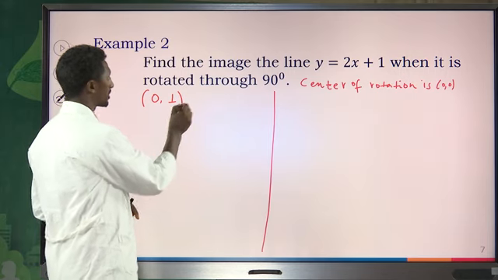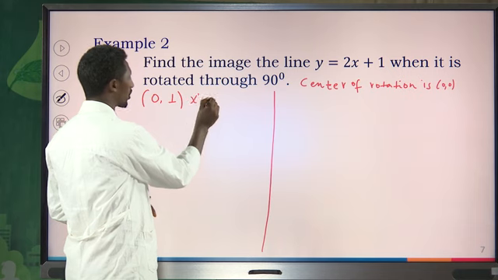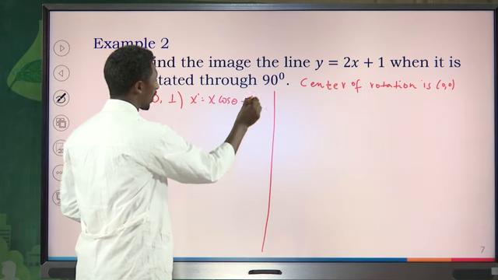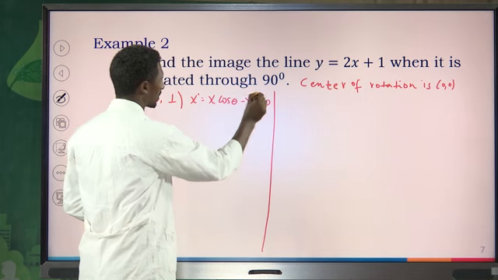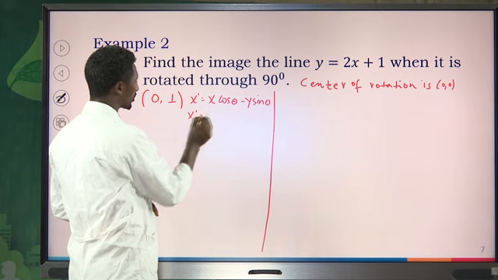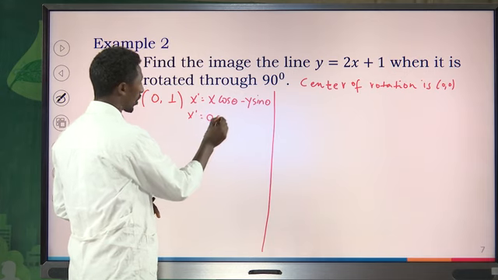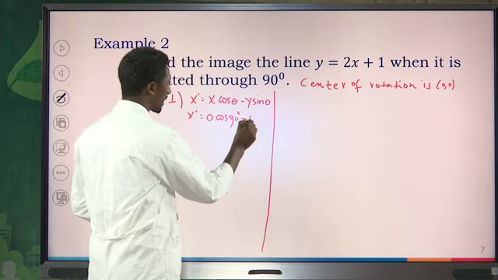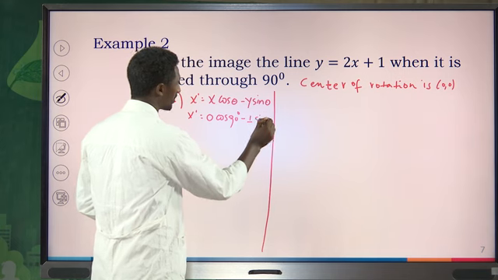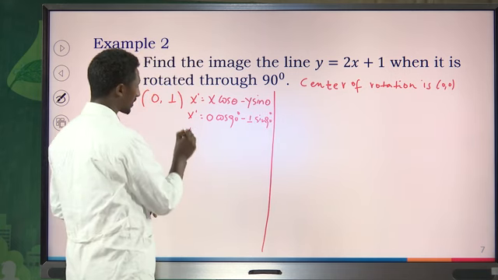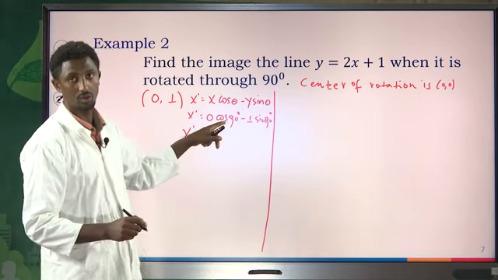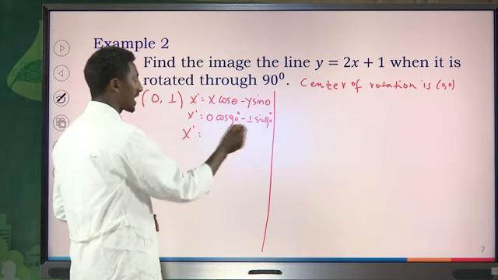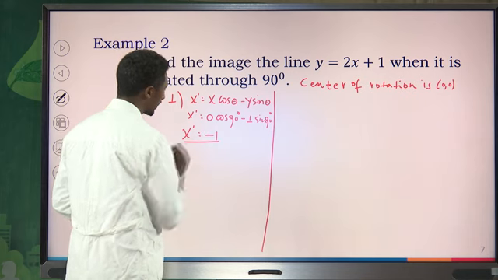For the image of this point, x prime equals x cos theta minus y sine theta. So x prime equals x, here it is 0, cos 90 degrees, minus y, which is 1, times sine of 90 degrees. Then x prime equals 0 times cos 90, which is 0, minus 1 times sine 90, and sine 90 is 1, so it is minus 1.